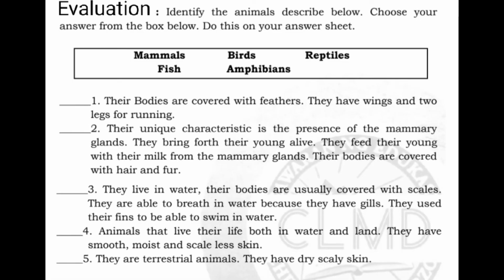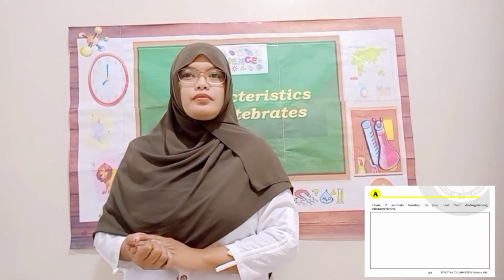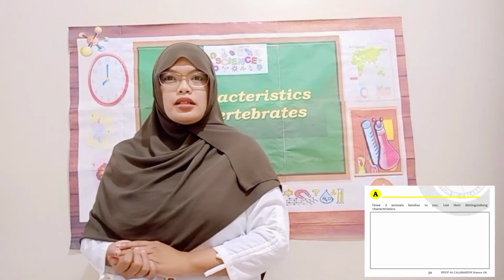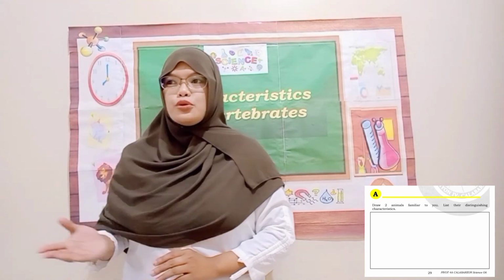Okay, let us check your work. Okay, very good. Now, for your assignment, I'm giving you another activity. In a bond paper, write your name at the top of the paper and you have to draw 2 animals familiar to you and list their distinguishing characteristics. You understand?